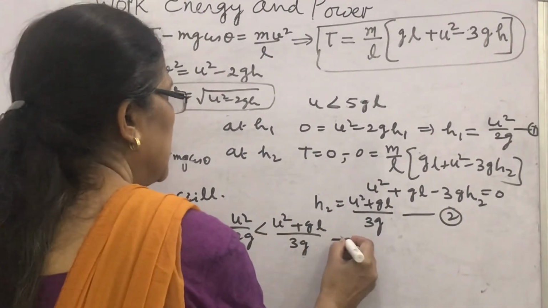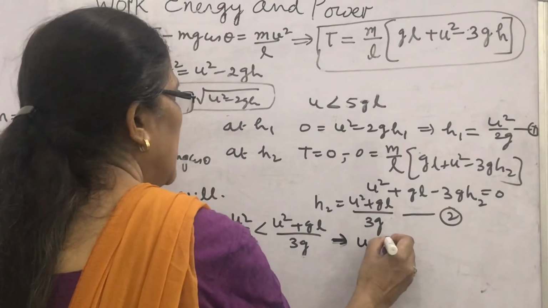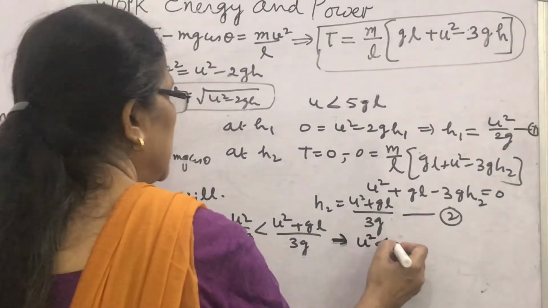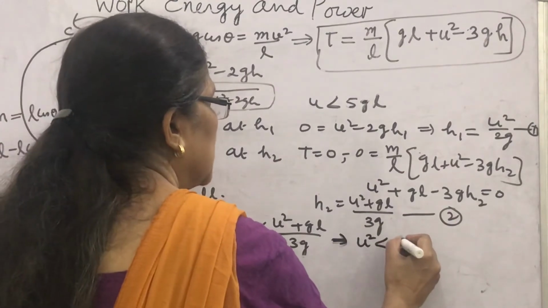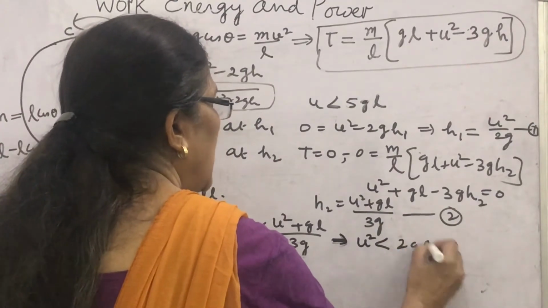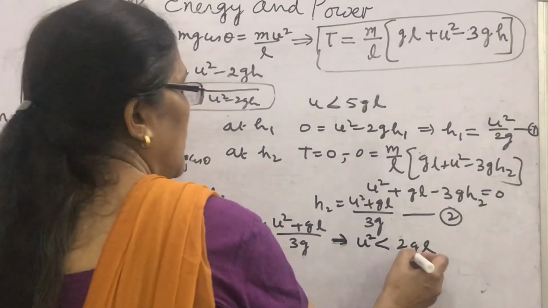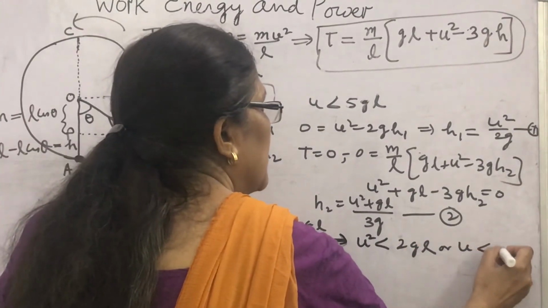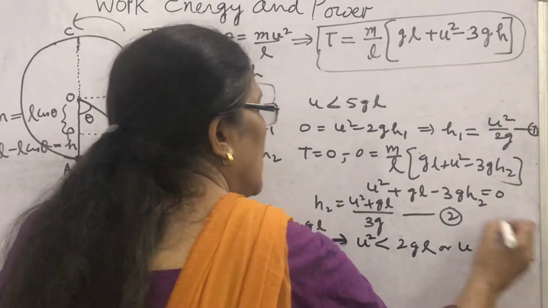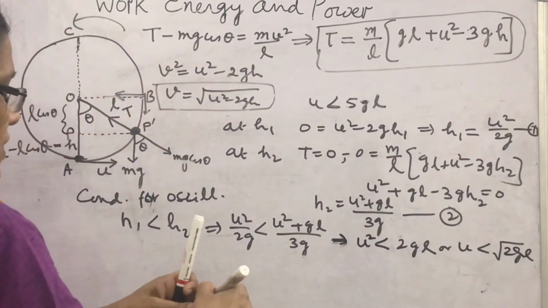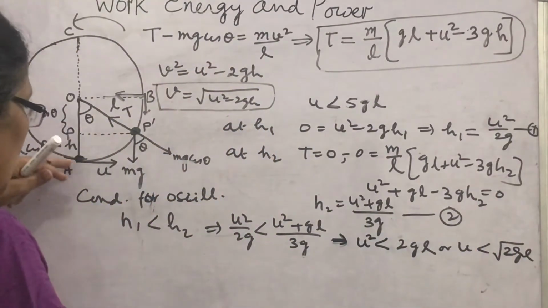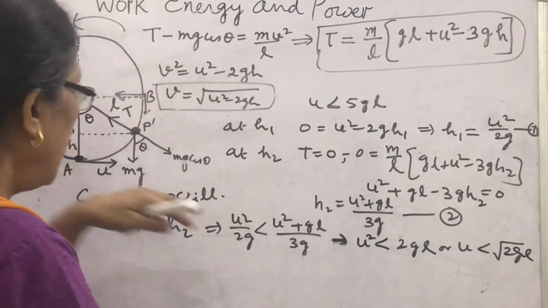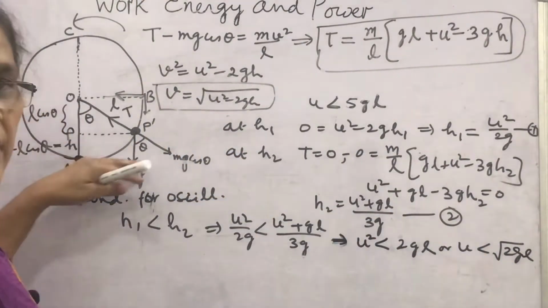After solving this, u square will be less than 2GL, or you can write u less than root 2GL. What is this condition? If the object is projected at the lowest point with velocity less than root 2GL, it will oscillate about A.